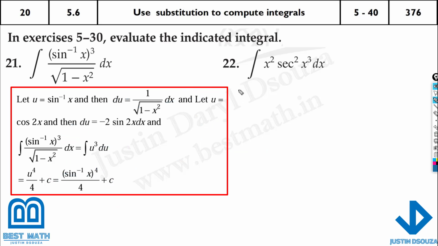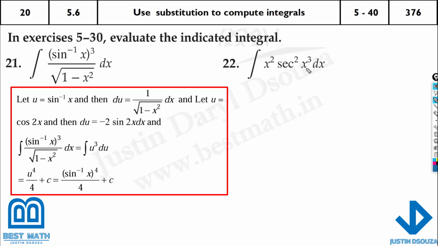Now what about this one here? Look, secant square integration. I know it is tan x. So I'm not worried about this. I'm just worried about these two. So if I just assume x cube as u, that's more than enough, because when you derive it, it'll be power 2 and I can cancel this off. Because integration of secant square is known.